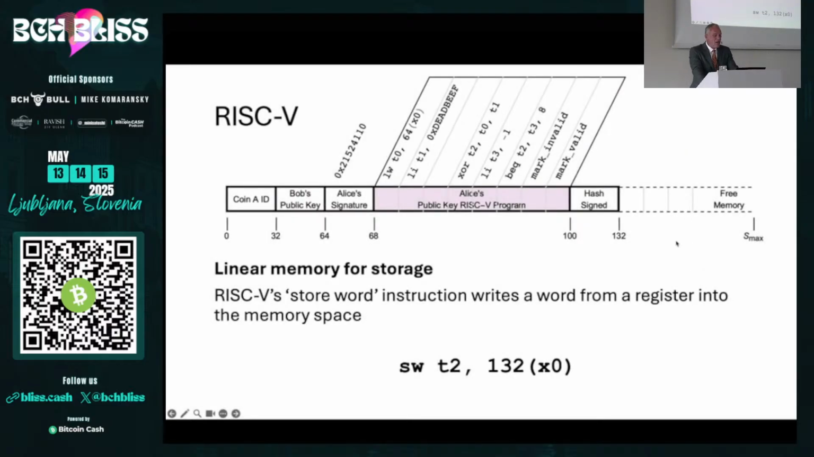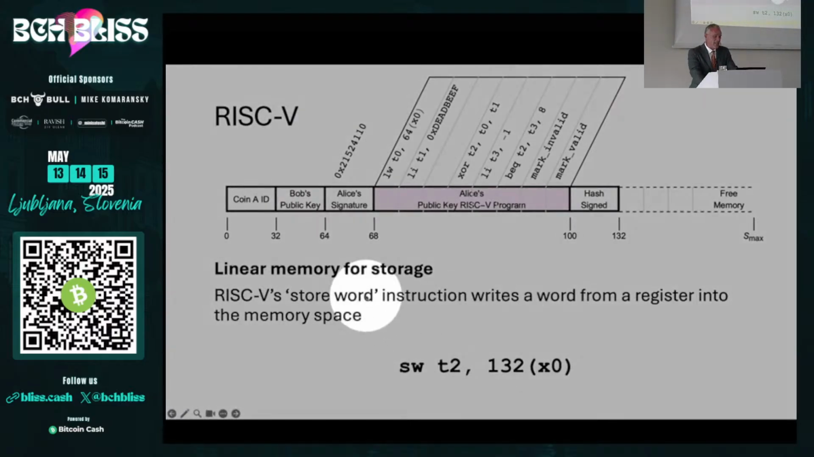You get linear memory for storage. So RISC-V has a store word instruction that writes a word from a register into the memory space. So if I went store word T2, 132, that's going to store whatever's in the T2 register to this empty spot in memory right here. So I can use all this as like a scratch pad for my computations.